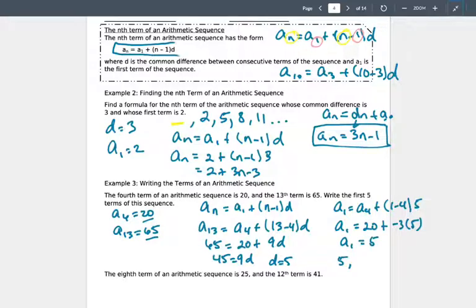So that'll be 5, and then add 5 to that, I get 10, and then 15, and 20, which I already know the 4th term should be 20, and then 25. So that's our first 5 terms using that formula.